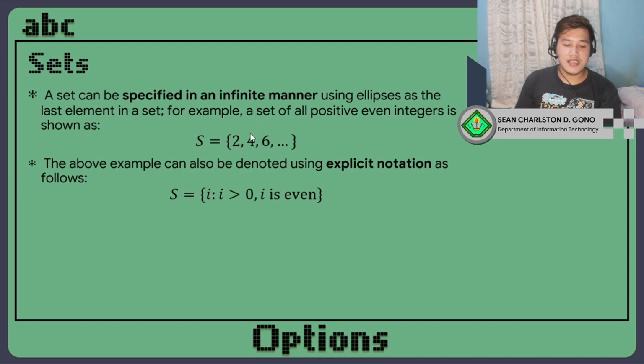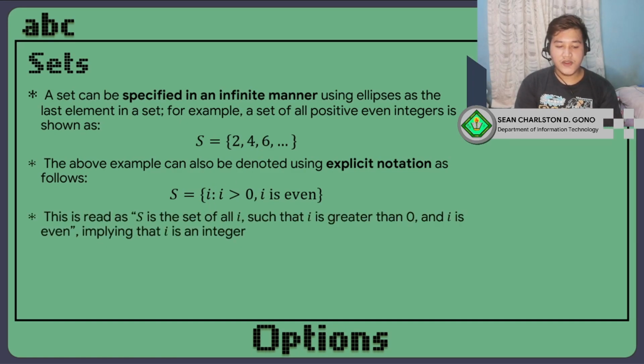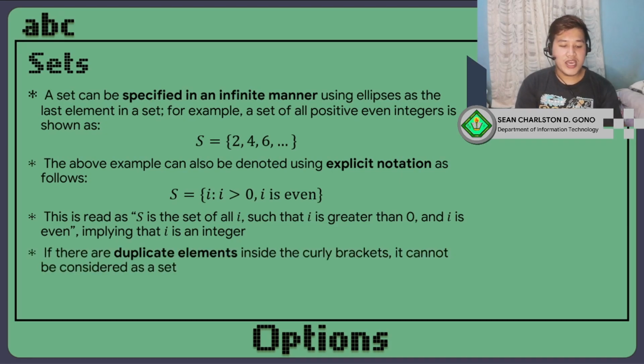Because we read the previous one as a set of all positive integers, how do we read this one instead? So this is read as S is the set of all i such that i is greater than 0 and i is even. So it's just like programming as well, wherein we put in the rules whether the number is even or not. There are certain rules when it comes to our set. If we have duplicate elements inside the curly brackets, it cannot be considered as a set. Let's say, for example, this one, which is 1, 1, 2. We cannot consider this as a set because 1 is repeated.